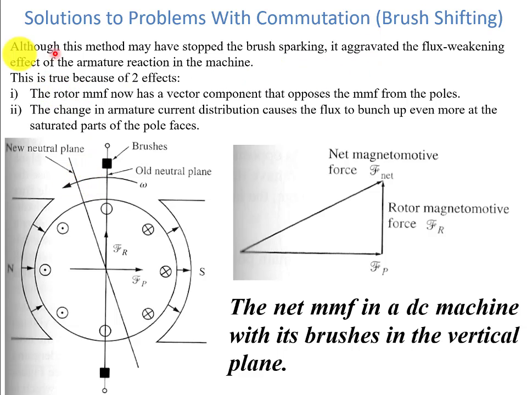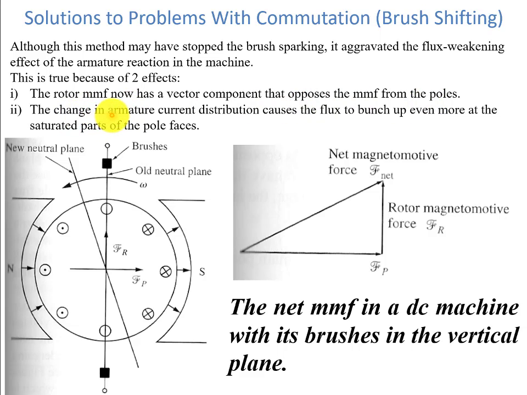But there is also a problem with this. Even though it stopped the brush sparking, not completely but most of the sparking was removed, it also aggravated the flux weakening effect of the armature reaction in the machine. Because of the flux bunching, we cannot reduce that. We know that flux weakening occurs because of the saturation of the flux at one side of the pole, while on the other side of the pole the flux is reduced. This flux reduction also causes the problem that we cannot have the required torque to run the load.